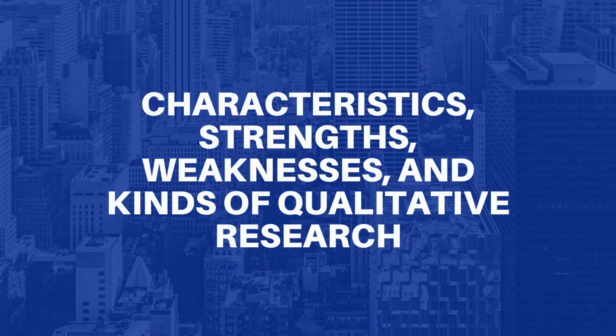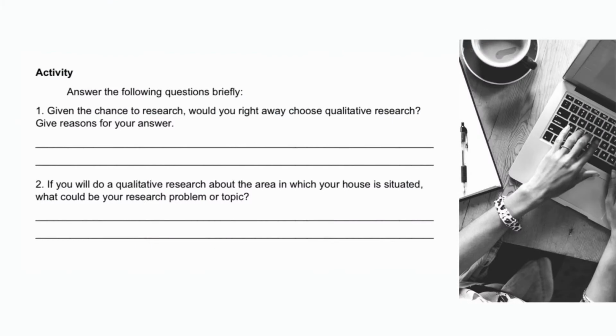Lesson 6 is about characteristics, strengths, weaknesses, and kinds of qualitative research. In the activity portion, you have to answer the following questions briefly. Number 1, given the chance to research, would you right away choose qualitative research? Give reasons for your answer.